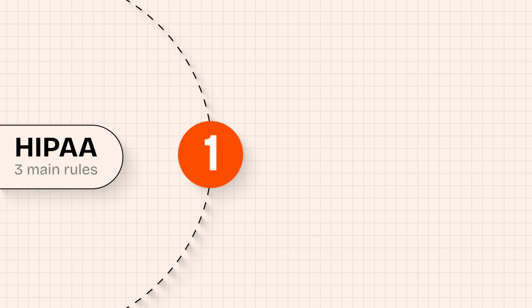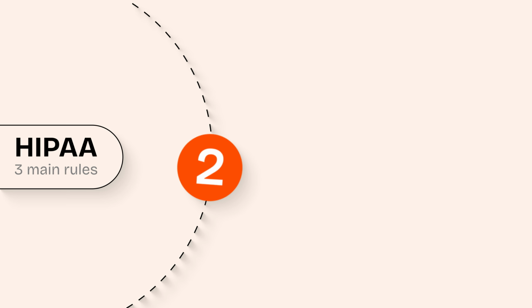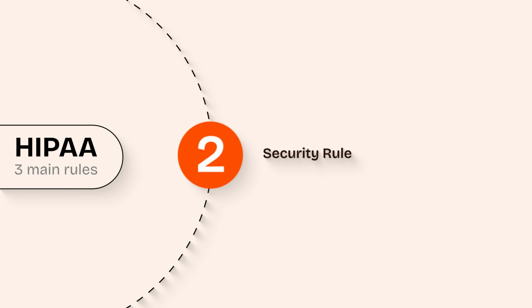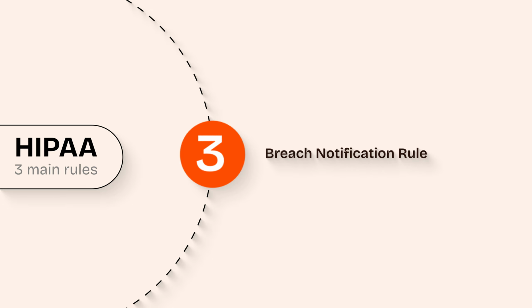HIPAA has three main rules. The privacy rule governs how protected health information, what HIPAA calls PHI, can be used and shared. The security rule covers technical, administrative, and physical safeguards required to protect electronic PHI. The breach notification rule requires you to notify patients and government when a breach involving PHI occurs.